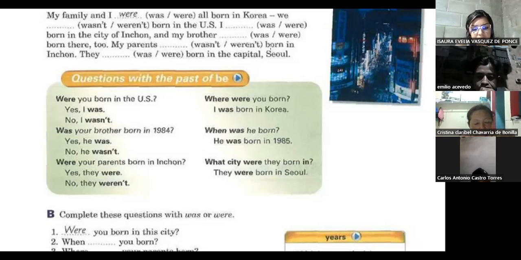Entonces, veamos ya en estas de WH. Okay, en la primera, no hay que confundirnos, ¿verdad? Hay dos where. Uno es el lugar, where, dónde. Y este, were, que va unido con born, ¿verdad? ¿A dónde naciste? Yeah, así se traduce. Where were you born? Were de eras o estabas, ¿verdad?